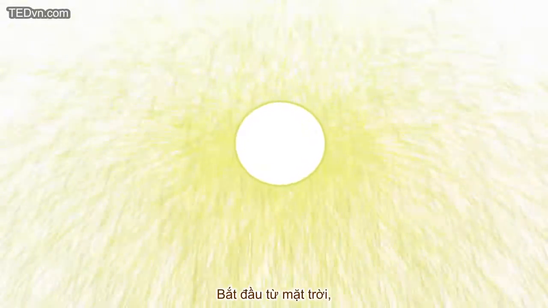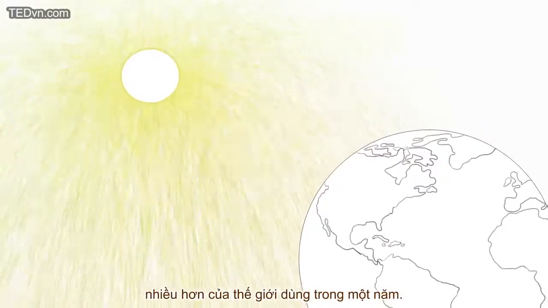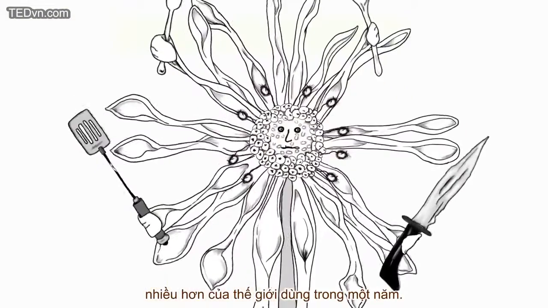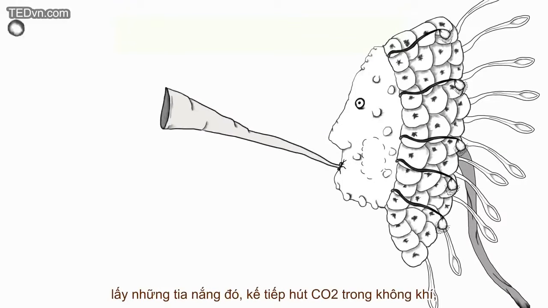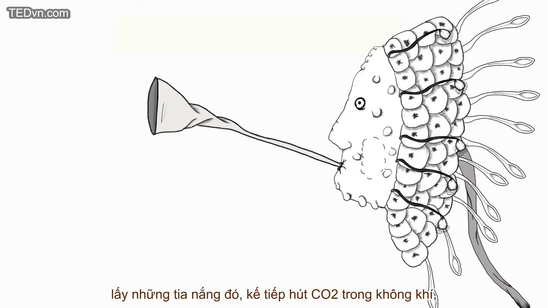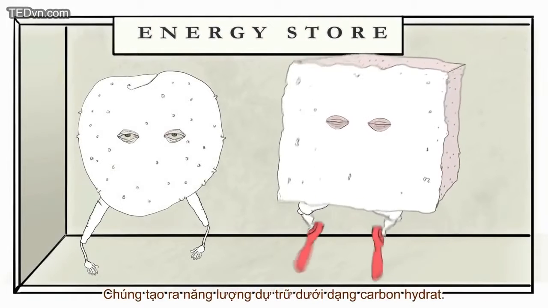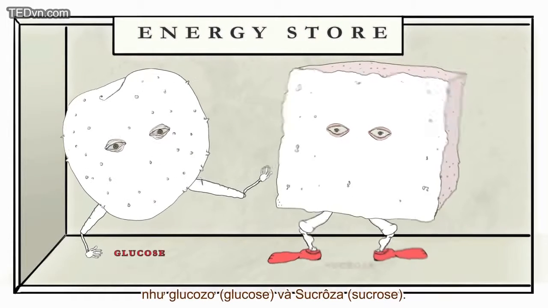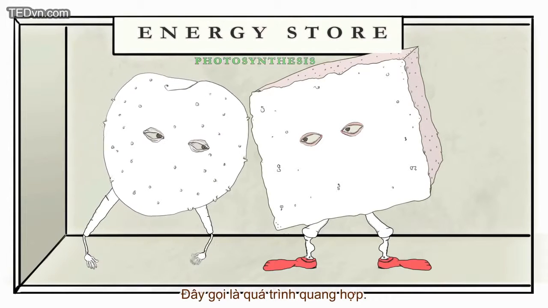It starts with the sun, which hits the Earth's surface with more energy in 1 hour than the whole world uses in a year. Plants, which are kind of like biological chefs, take that sunlight and then suck in some CO2 from the air, mix them together, and bam! They create a stored form of energy in the form of carbohydrates, such as glucose and sucrose. The process is called photosynthesis.